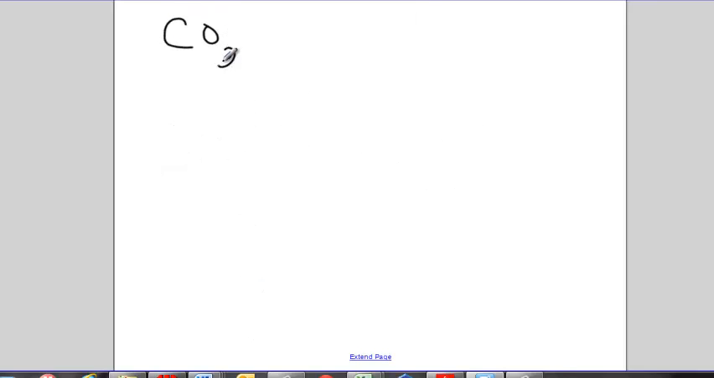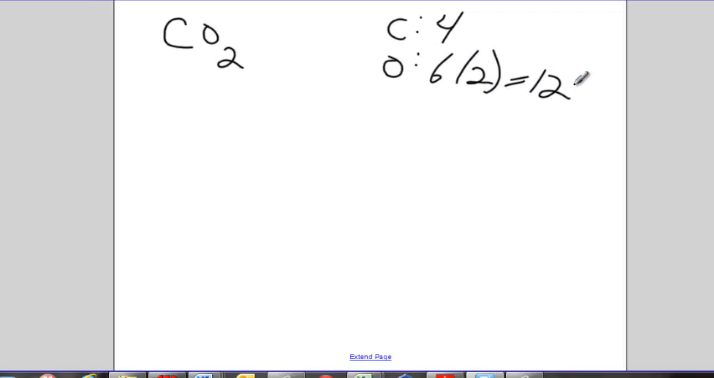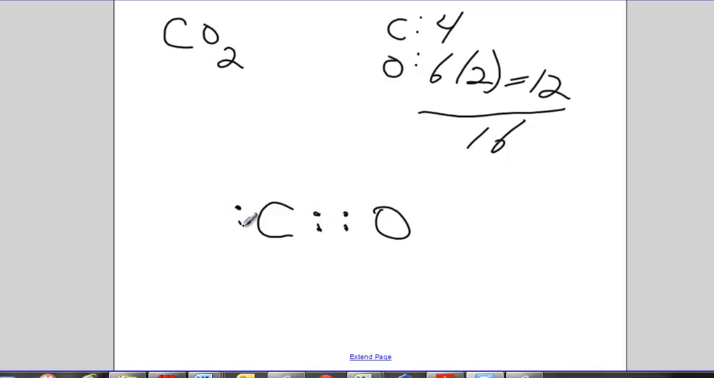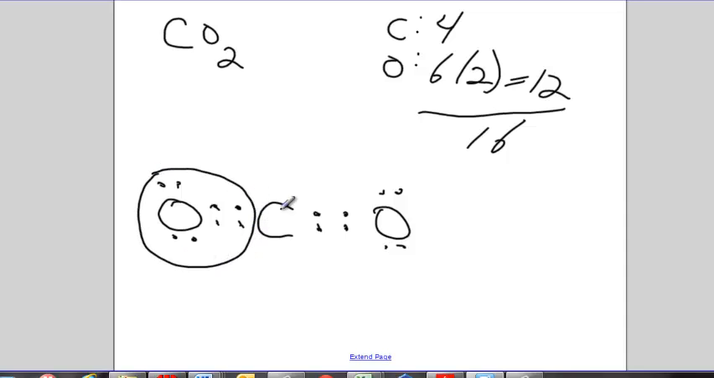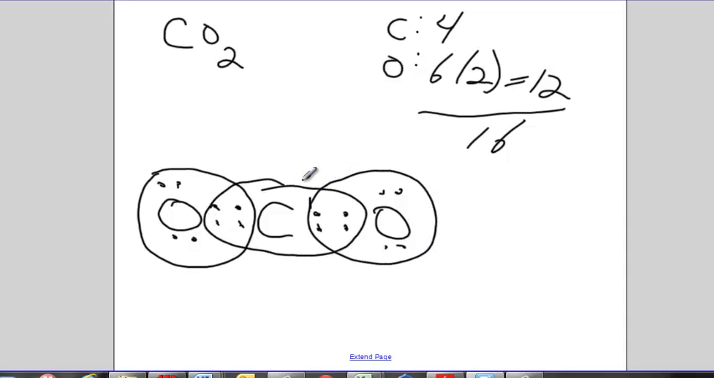Let's say I have carbon dioxide, CO2. Carbon has 4 valence electrons, oxygen has 6 valence electrons, and there's 2 of them. That's 12. 12 plus 4 is 16. My carbon's in the middle, and the only way this actually works out is to have double bonds. 2, 4, 6, 8, 10, 12, 14, 16. I have 16 electrons there. And you'll notice this oxygen has 8, this oxygen has 8, this carbon has 8. I've done my rule here.